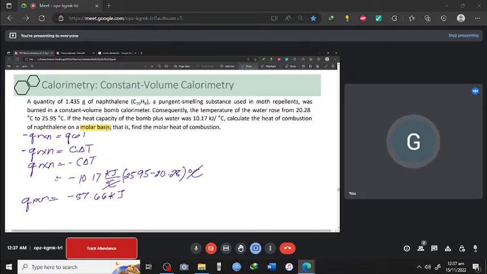Okay? So, pag molar basis, yung hinanap nating unit is kilojoule per mole. Okay? Paano natin hahanapin ulit yung mole? Anong formula natin? Ang formula natin dito is mass.